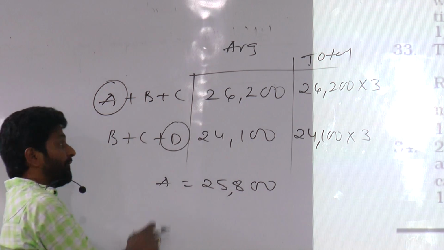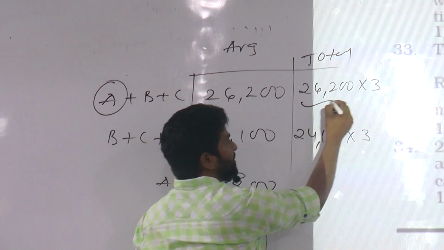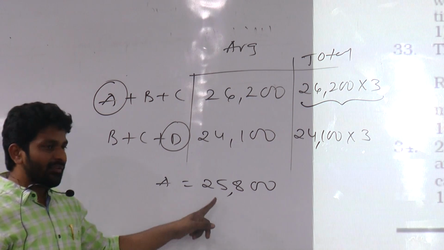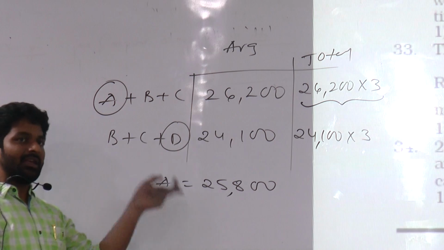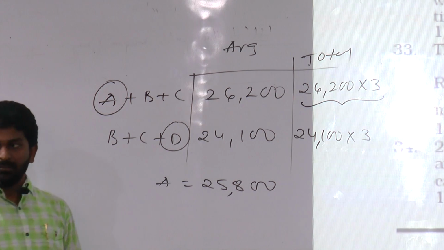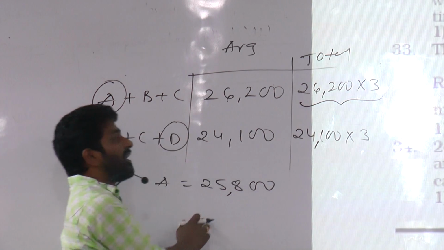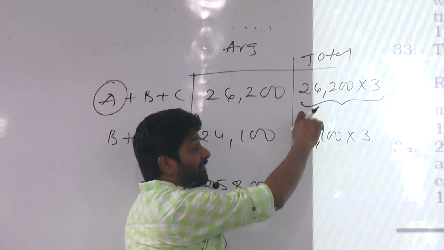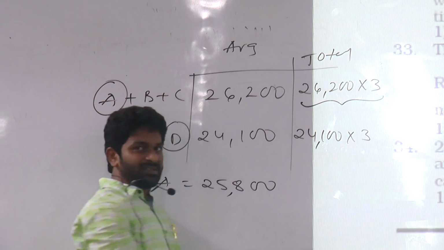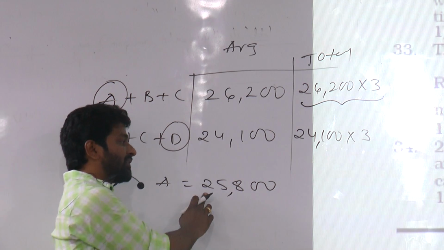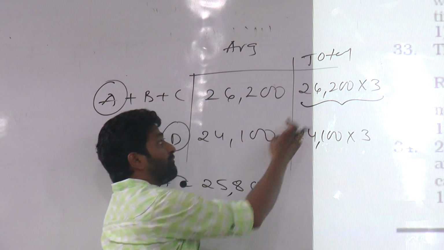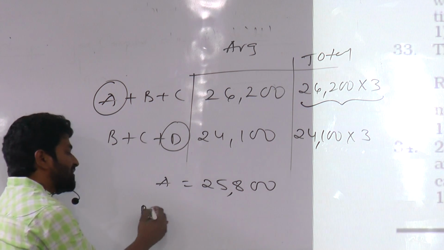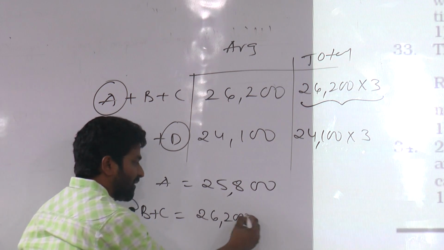From this, if you subtract A value from 26,200 into 3, which is the total value of A, B, C together, you will get B and C value, and then again you need to calculate average. So don't waste our time, we'll go for the equality method. If A's value is also equal to 26,200, then without A, BC average will also be 26,200. But A value is 25,800, which is 400 less than the actual number. So average of B and C will definitely be more than 26,200.